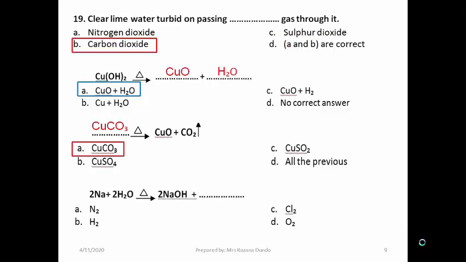Sodium plus water is giving sodium hydroxide plus hydrogen gas evolves. Metal plus hydrochloric acid is going to give zinc chloride plus hydrogen gas evolves. The right answer is A, zinc.